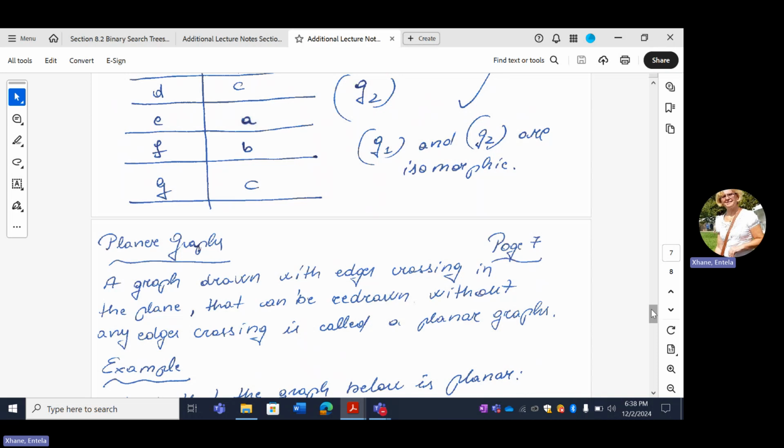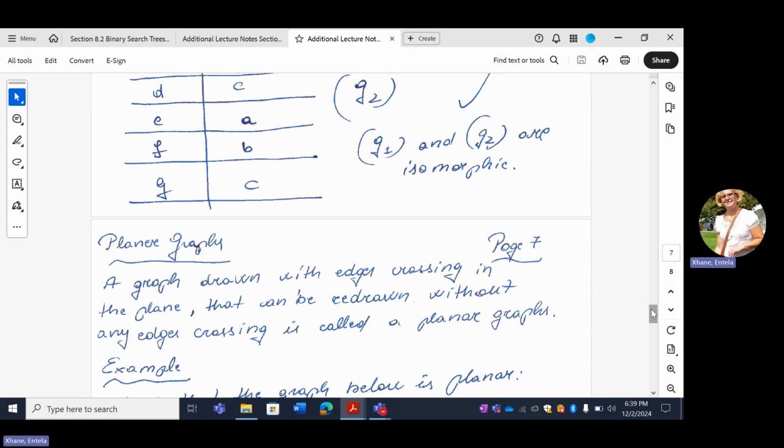We are going to see a typical example that allows us to understand the idea behind the planar graph. A graph drawn with edges crossing in the plane that cannot be redrawn without any edges crossing is called a planar graph. Now, when you look at this definition, it's very difficult to comprehend and understand, and it makes it very difficult to even say the definition.